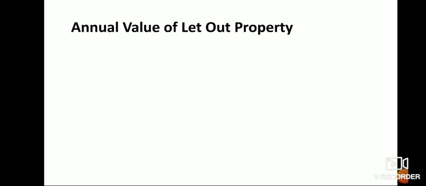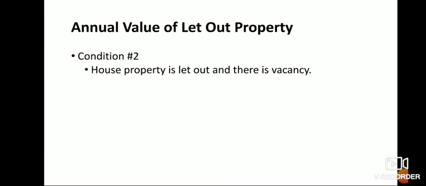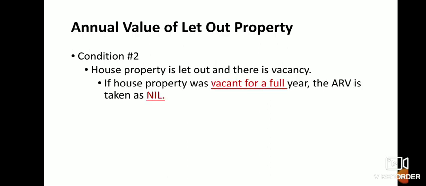I hope you've understood that portion. So we'll go to condition number 2. In this situation, the house is let out and there is vacancy in some of the months. If the house was vacant for a full year, the ARV is taken as nil. That means we do not have to calculate anything since it is nil.